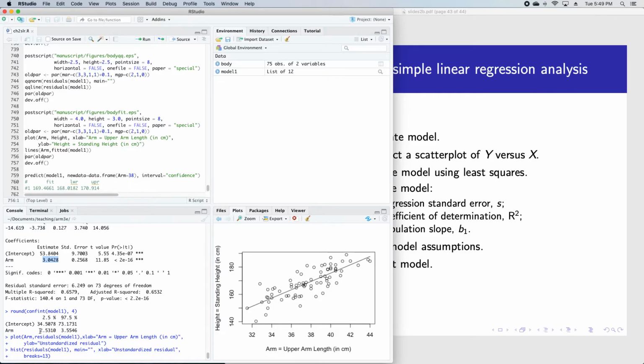And if I was to put an interval around that, I could say that for an increase in arm length of 1 centimeter, we're 95% confident that the increase in height would be between 2.53 centimeters and 3.55 centimeters.